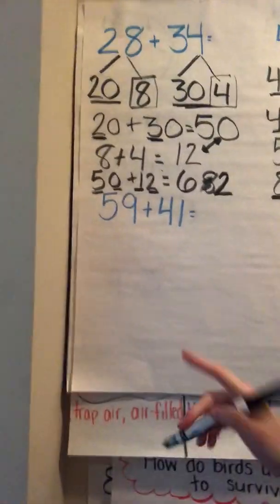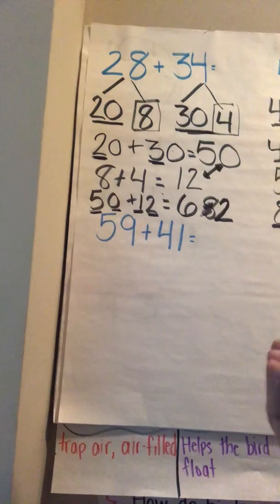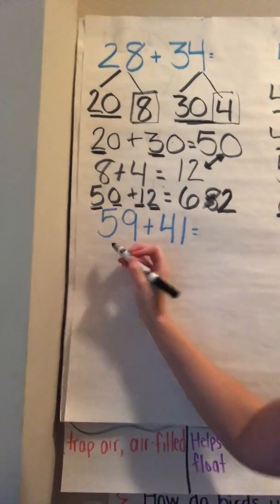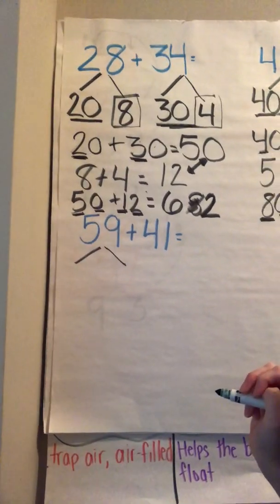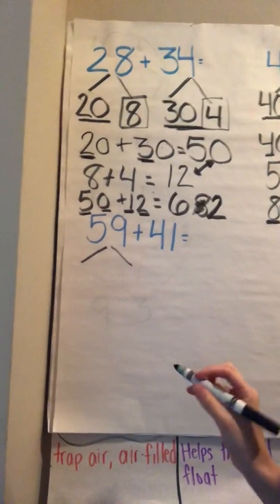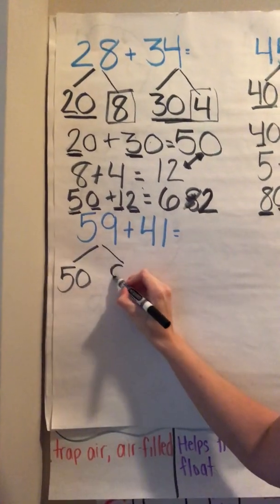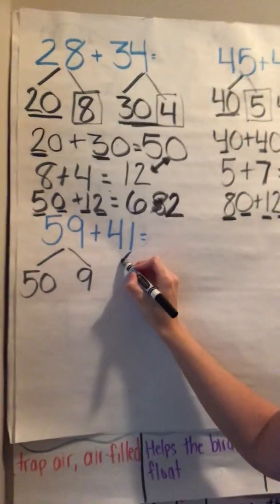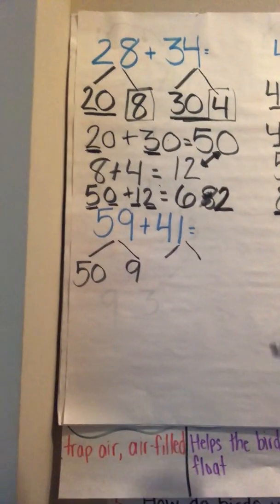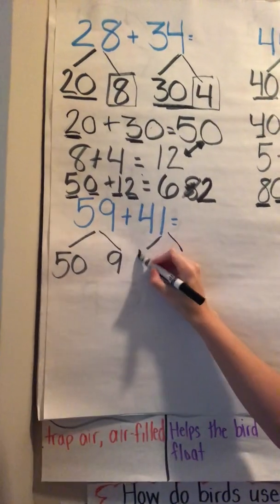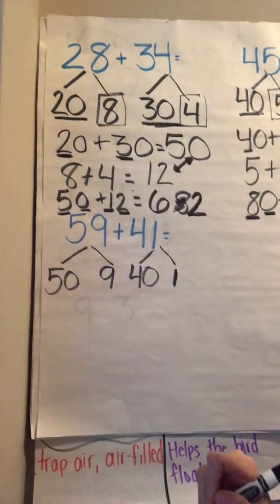Okay, we're going to try one more together. So we have 59 plus 41. So our first step is to break it into our tens and ones. So to make 59, our 5 tens, when you have 5 tens, you have 50, and then we bring down our ones, which is our 9. Then we're going to break up our 41. So when we have our 4 tens, that really equals 40, and then we bring down our ones. So we have a 1.